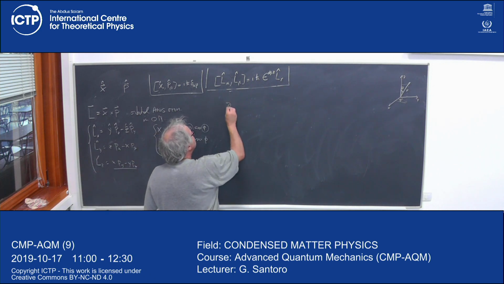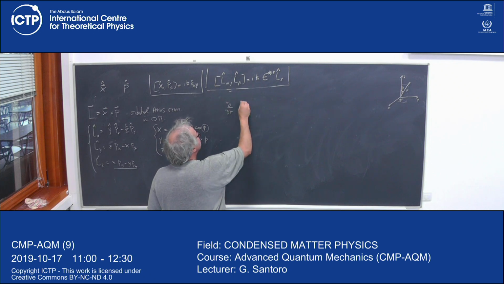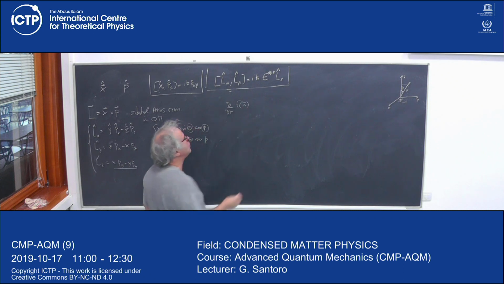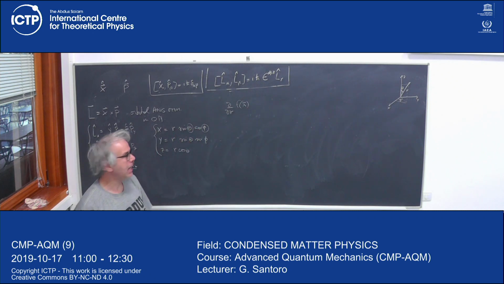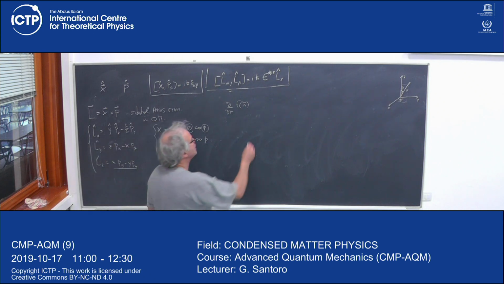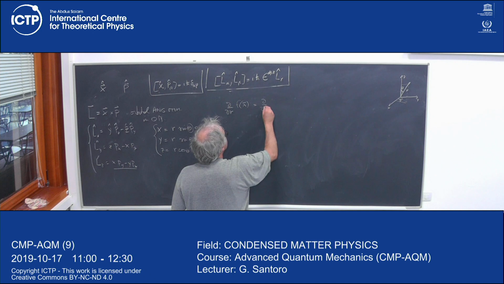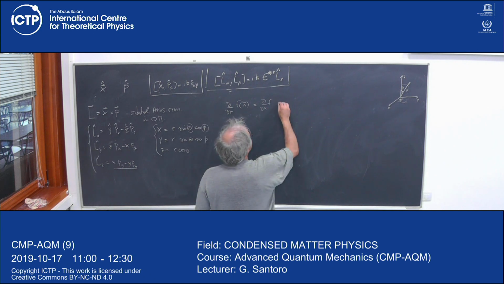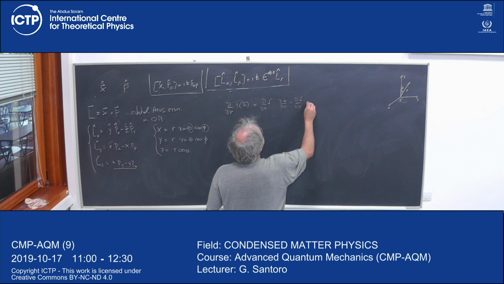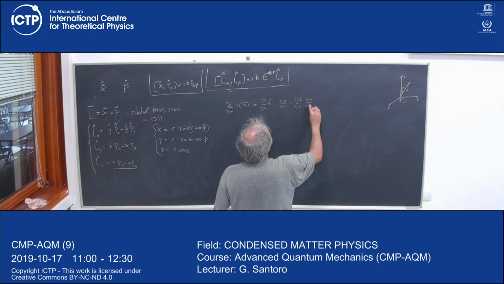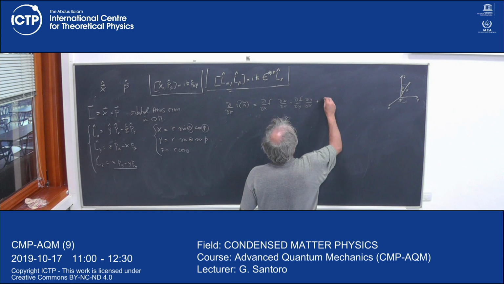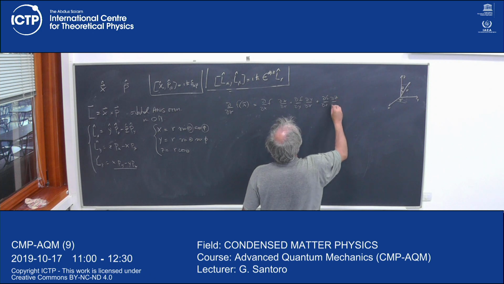If I have a derivative with respect to r of some function which depends on the position, what can you do? You say, let me just take a derivative with respect to x of the function and take a derivative of x with respect to r, plus a derivative with respect to y, times the derivative of y with respect to r, plus a derivative with respect to z times the derivative of z with respect to r.